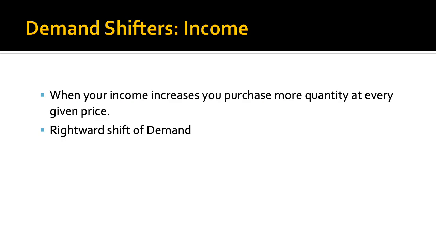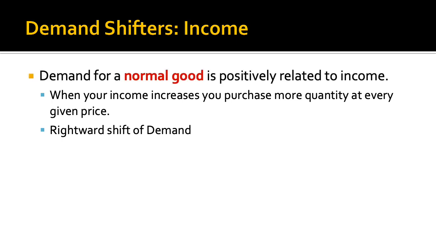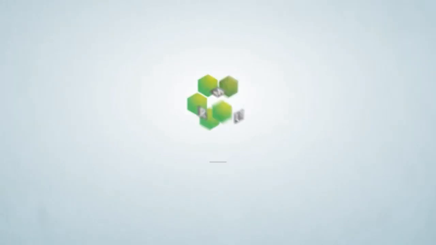The second thing that shifts demand is income. So first, we have to distinguish between two types of goods. First, normal goods, which are positively related to your income. They basically state that when your income increases, you purchase more quantity at every given price, causing an outward shift in demand. So these are goods that you purchase more of as your income goes up. The next video will show you a series of examples.